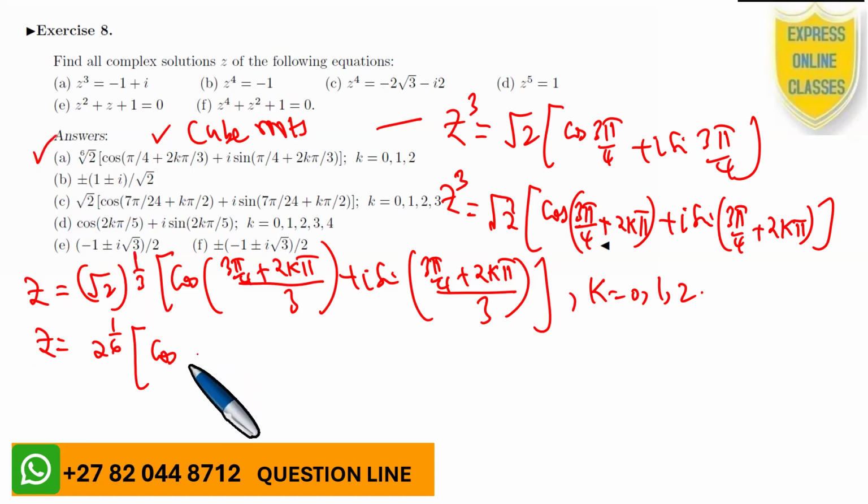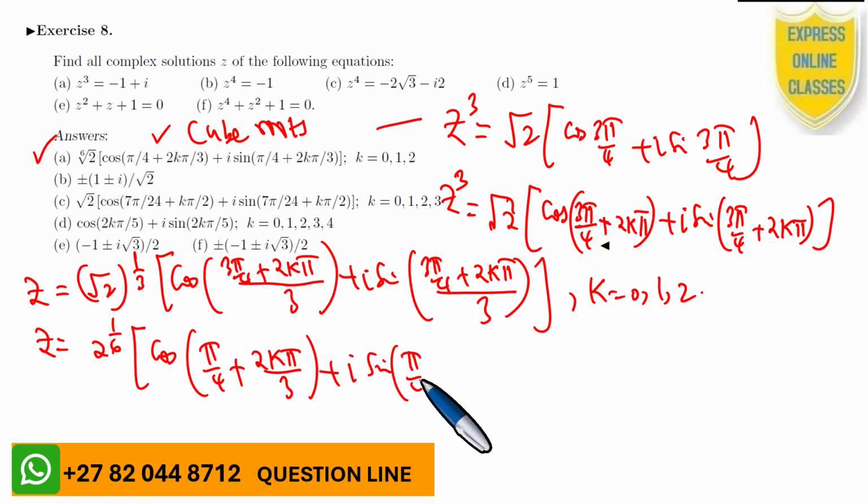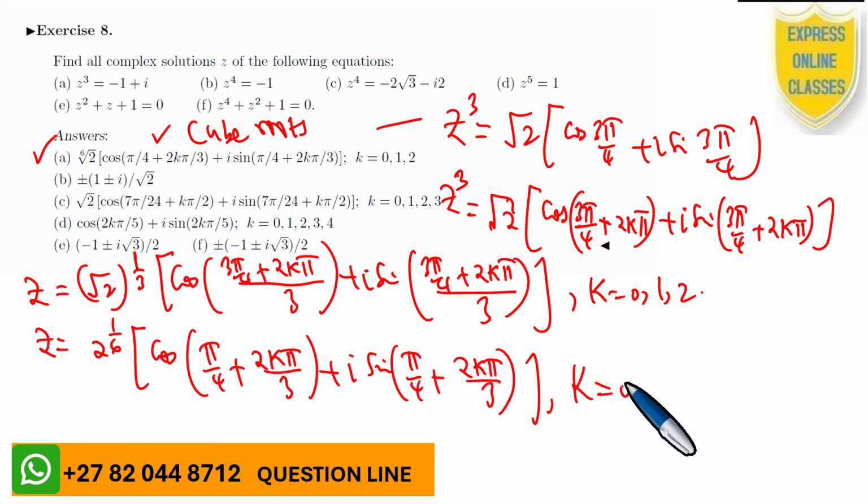It simplifies to this exactly because what you have here is cosine of pi over 4 plus 2k pi out of 3 plus I, the sine of pi over 4 plus 2k pi out of 3, with k equal 0, 1, 2. Because of the cube root, there are three roots. So we take exactly those three values. Any question? If there's something you do not understand, please let us know, so that we can answer the questions you do not understand.